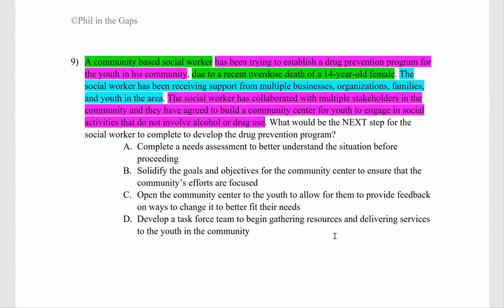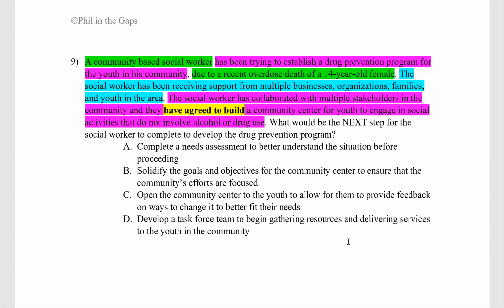Keep those in mind as we look back at the question. So, quick review: community based social worker trying to establish a drug prevention program for the youth in the community due to a recent overdose death of a 14-year-old female. We've been receiving support from people in the community. We have that rapport established. We collaborated with multiple stakeholders in the community. They've agreed to build the community center. So they've only agreed to build it.